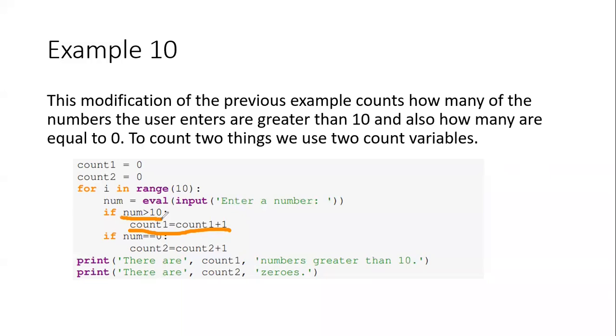Now you enter the 10 numbers. Out of those 10 numbers, how many of them are larger than 10? And the other one is to find out how many numbers are equal to 0. Now you enter the 10 numbers. We want to find out how many of them are 0. That's the purpose. Is that clear?